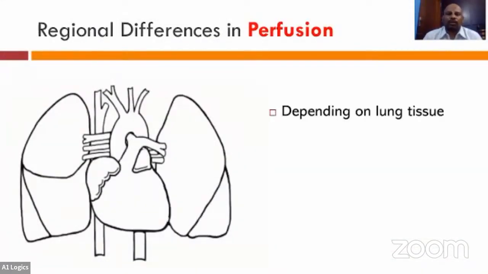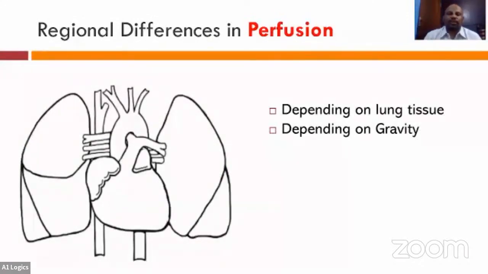We all know that perfusion is dependent on SVR, the lung volume, and many other factors. The first factor which we are going to discuss is the lung tissue. We know that the right lung contains more lung tissue. That is why the cardiac output is distributed 55% to the right lung and 45% to the left lung.